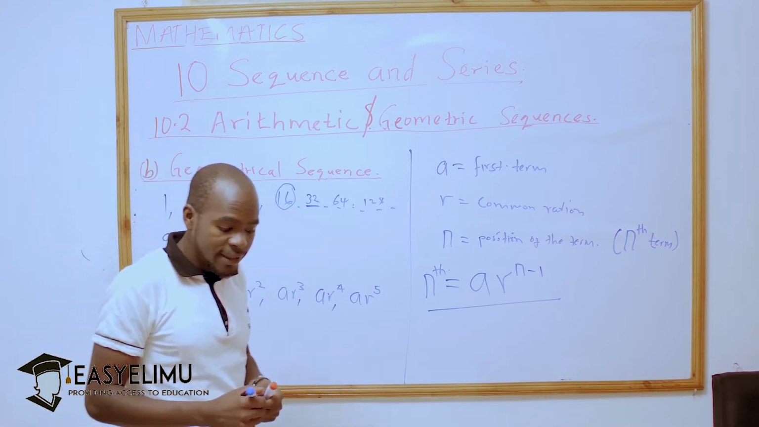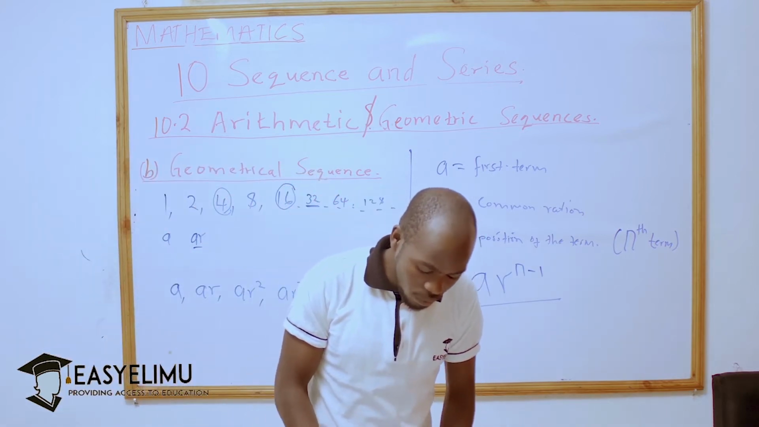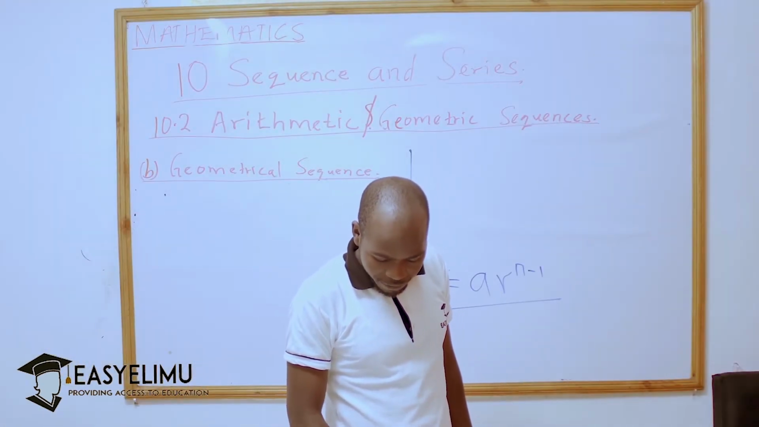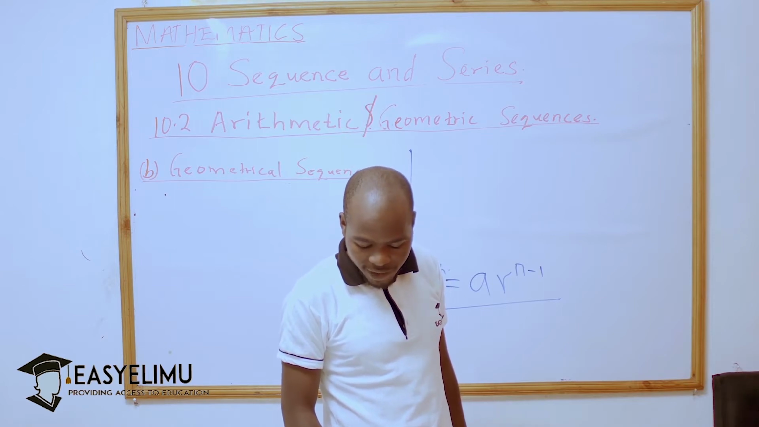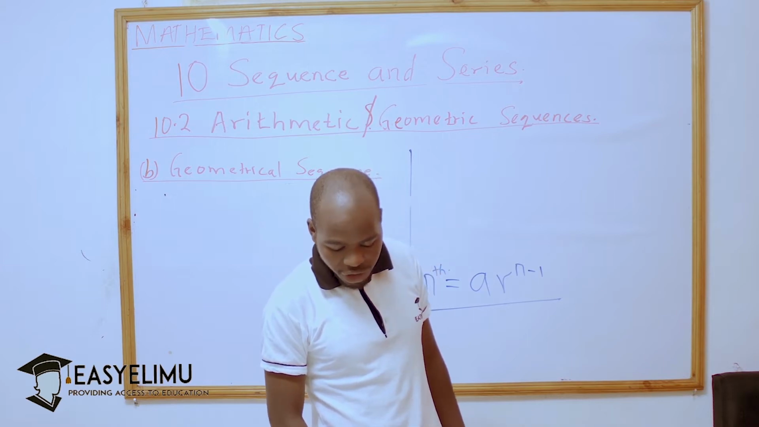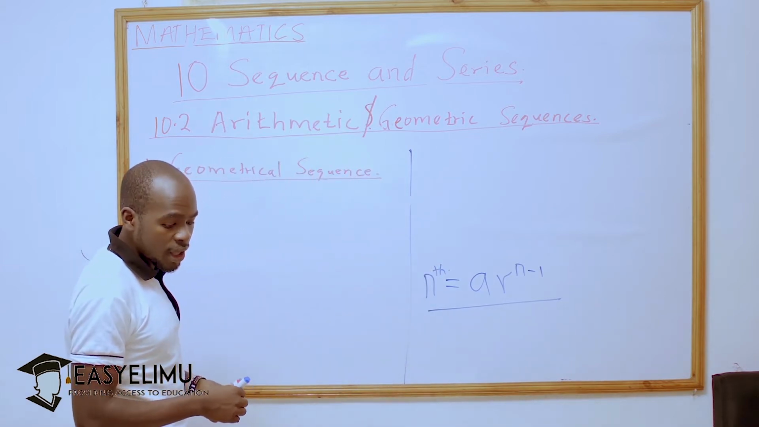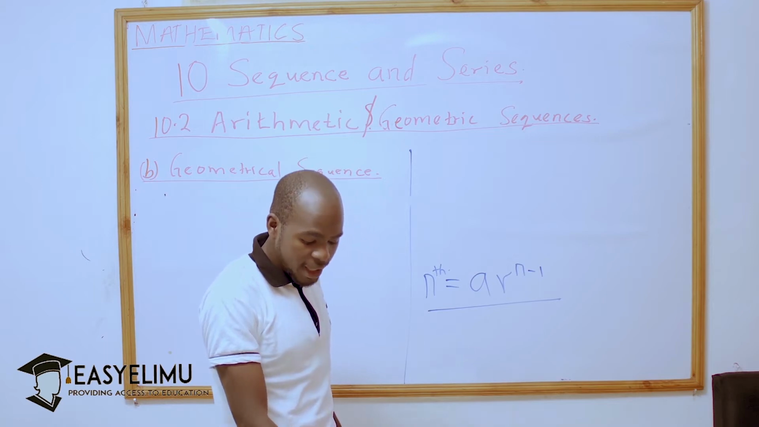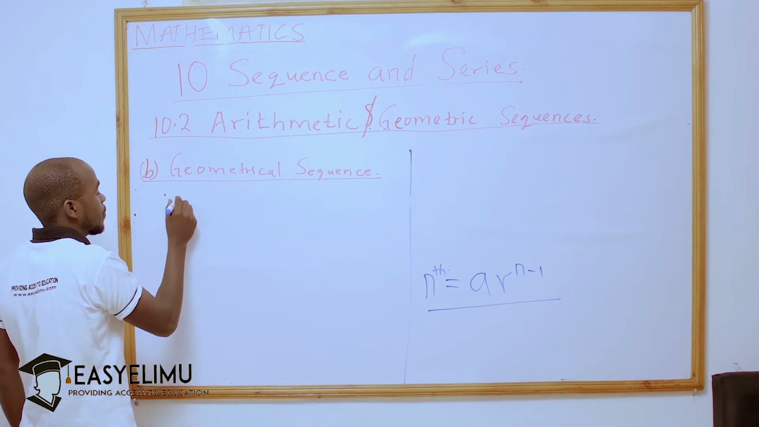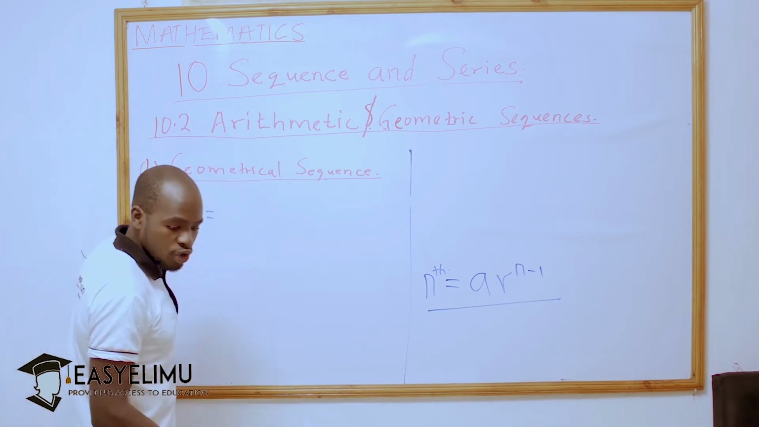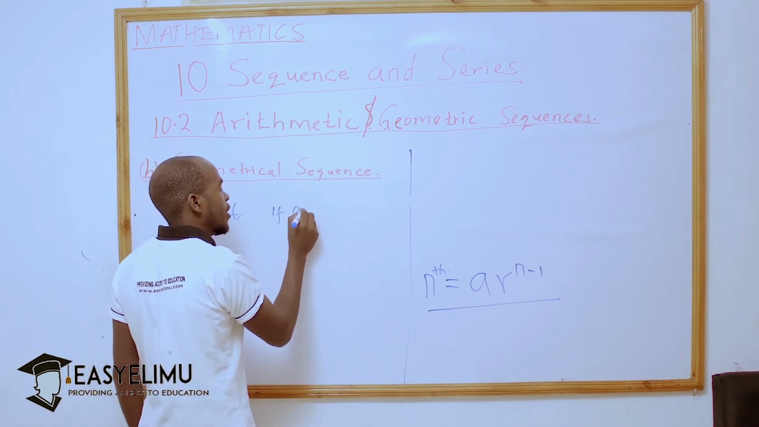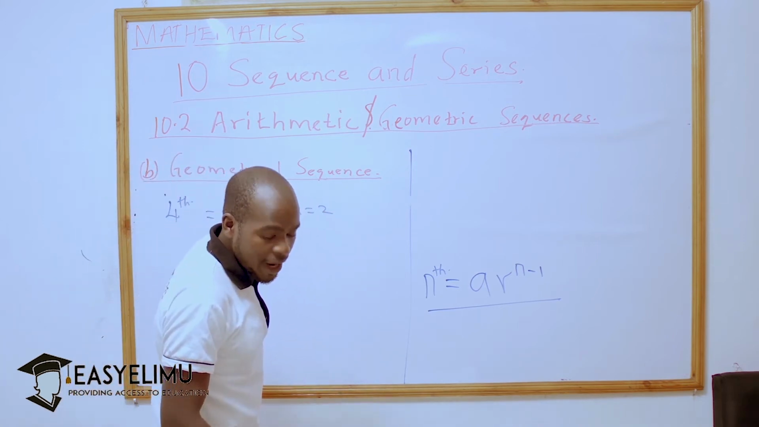So we shall see an example and see how that works. The fourth term of a geometric sequence is 16. If a equals 2, find the common ratio. So here we have been told we have to find the common ratio and then the seventh term.